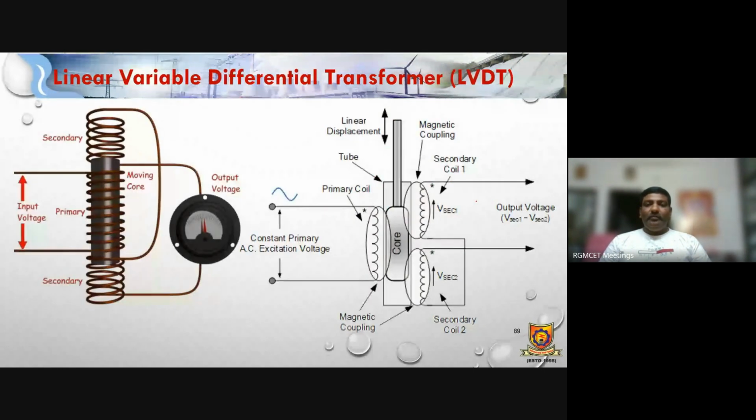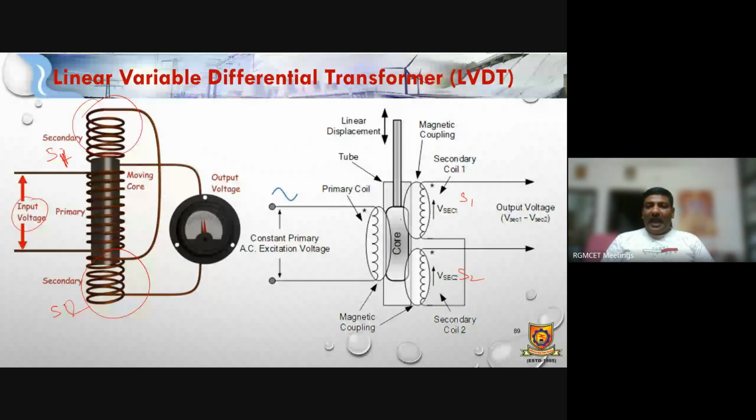Now observe this. This is the LVDT diagram. This is the metallic former, nothing but a core. The total winding will be there: the primary winding, where we can apply the input voltage, and the two secondary windings. So secondary 1 and secondary 2. Or else we can say this is secondary 2 and this is secondary 1. Here also it is represented like that. So the two windings are placed like this.